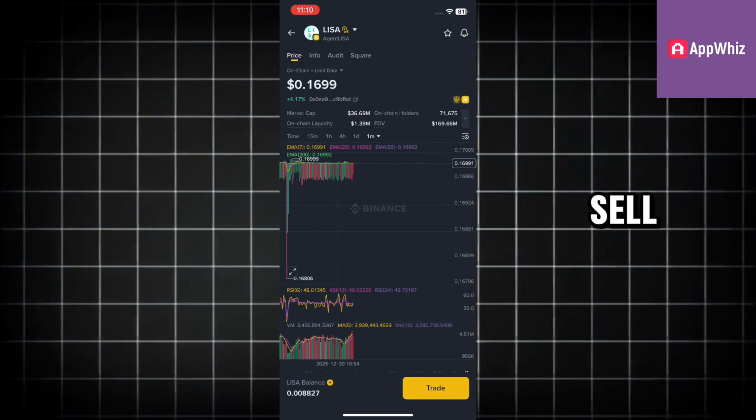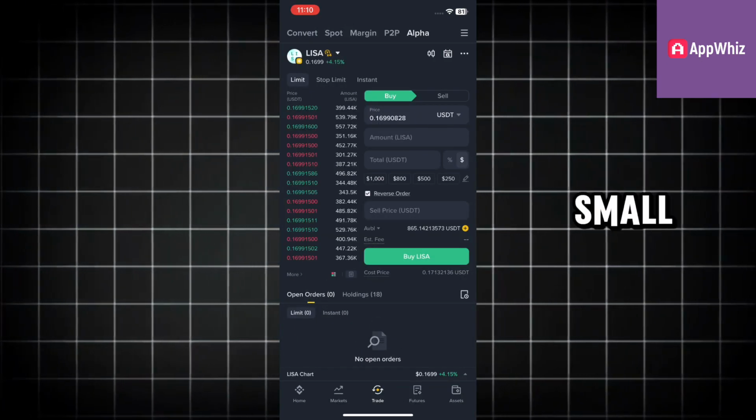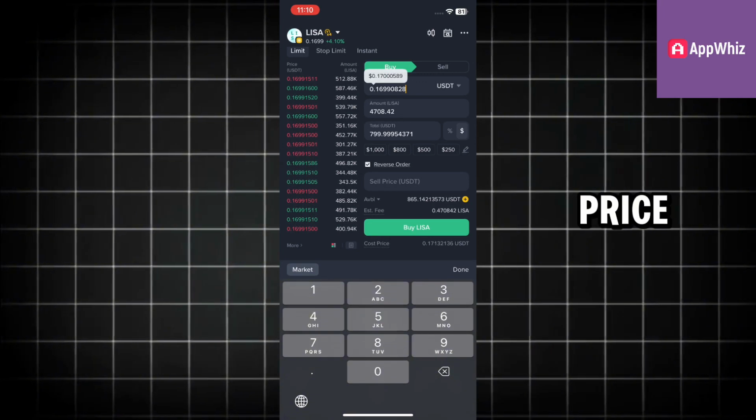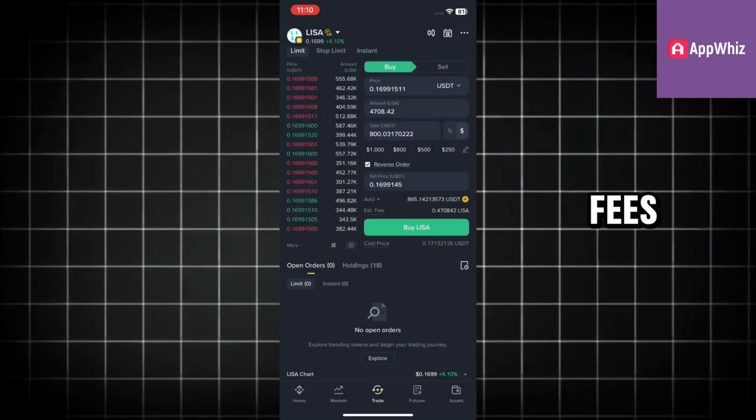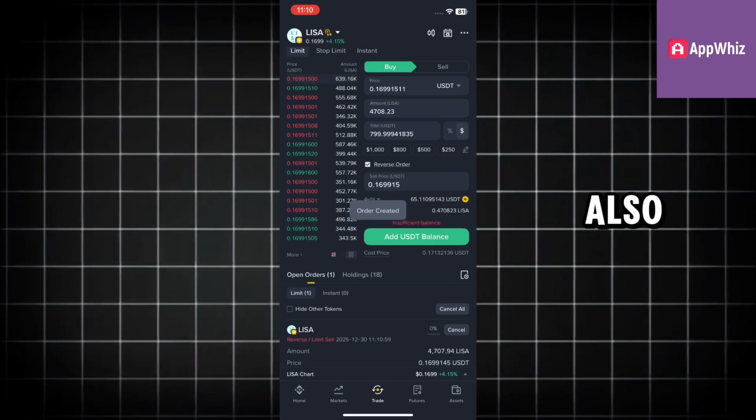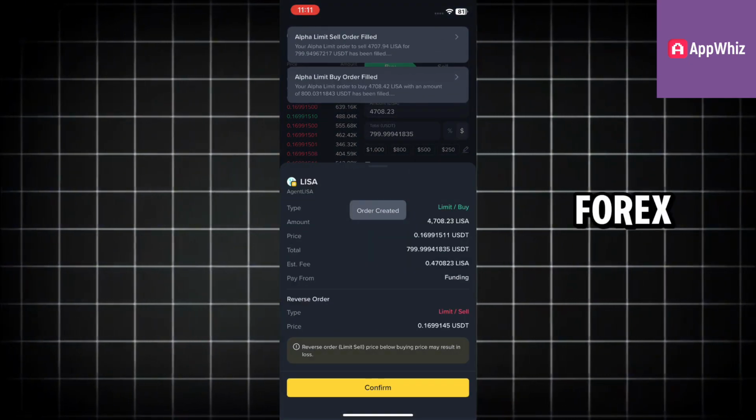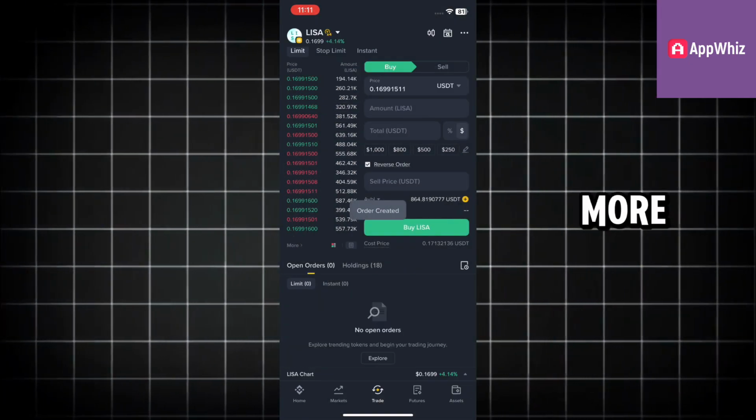When placing your buy and sell orders, make sure to keep a very small difference between the buying price and the selling price. This helps you generate trading volume while keeping the fees as low as possible. Also, make sure to trade using Forex. This will help you increase volume more efficiently.